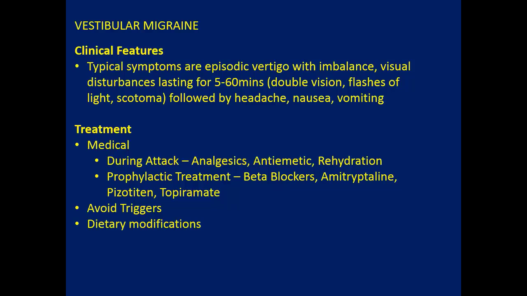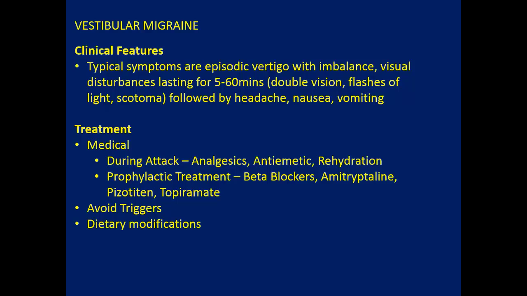How do you treat? Medical treatment, avoid triggers, dietary modification. So for any disease, we talk about treatment: lifestyle modification, medical and surgical. There is no surgical treatment here, but by lifestyle modifications you can avoid triggers. Certain foods can cause migraine, so maintaining a food diary will help. A person with severe migraine must maintain a food diary, in which they mention what they ate and whether they developed vertigo or headache. So it's important to know about the trigger foods and other trigger factors.